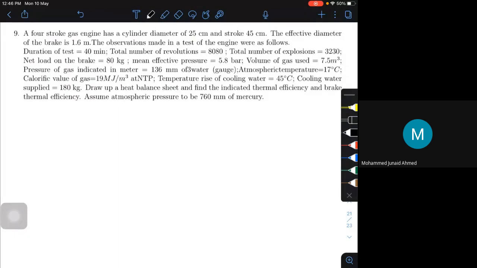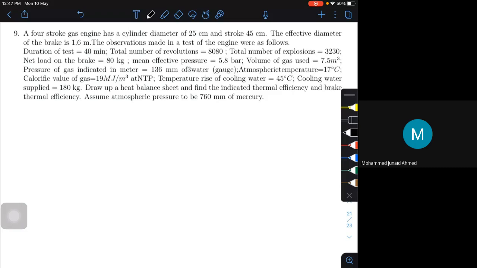So the problem statement is something like this. A 4-stroke gas engine has a cylinder diameter of 25 centimeter and a stroke of 45 centimeter. The effective diameter of the brake is 1.6 meter. That is, the brake drum diameter is 1.6, so the radius will be 1.6 divided by 2, 0.8 meters.